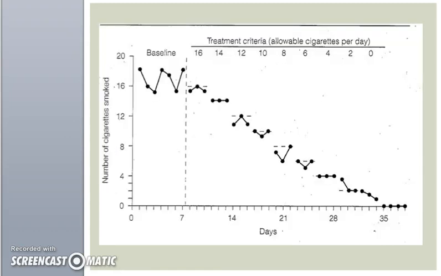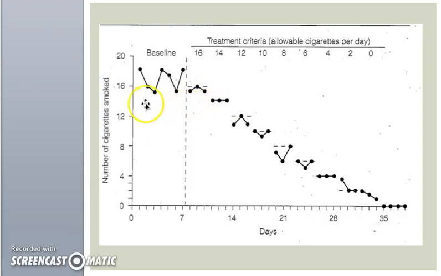Here's another example. This is the number of cigarettes smoked. So you've got, at baseline, around 18 cigarettes on average smoked per day for the first week. And then I'll use my cursor here. So here's all of our baseline data. And then the treatment criteria are the number of cigarettes allowed each day. And that tends to drop off. So note the dotted lines. So here's your target. And then the data points are either on the target or below it.